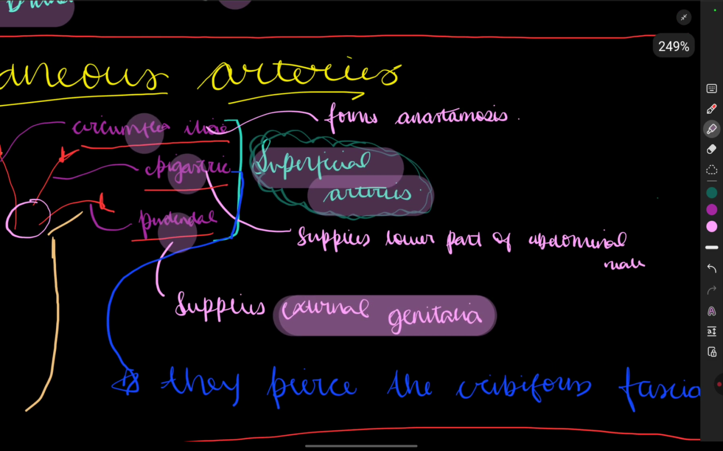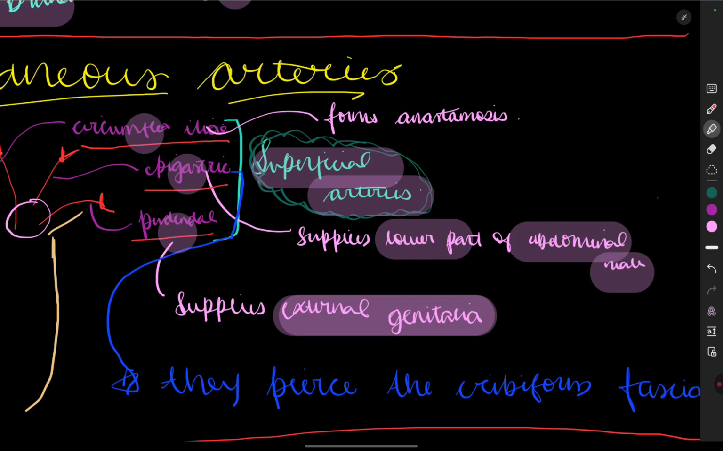Okay, the epigastric, it supplies the lower part of the abdominal wall. So just remember, wherever there is a gastric word, then it is related to the abdomen. So epigastric supplies the lower part of the abdominal wall.